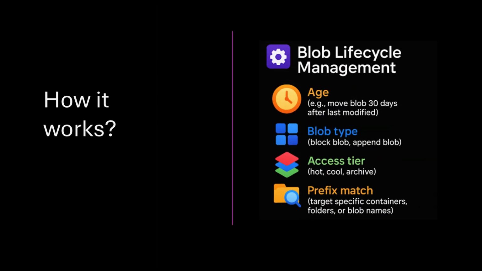Blob Lifecycle Management lets you take control of your storage by defining automated rules that manage your blobs over time. You can set up conditions based on the age of the blob. For example, move it to a cooler tier 30 days after it was last modified. You also have the option to target specific blob types, like block blobs or append blobs, so your rules only affect the data formats you care about.